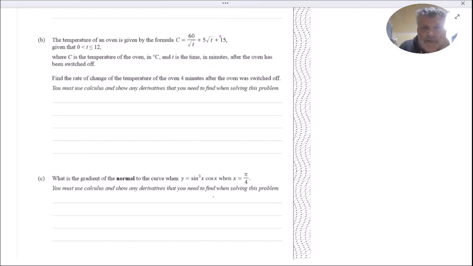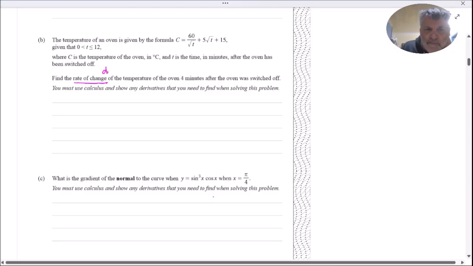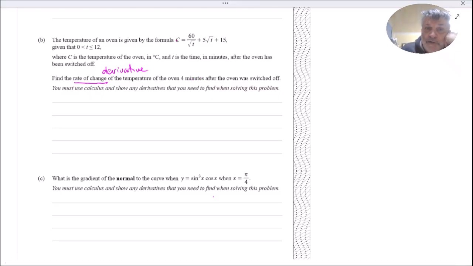The temperature of an oven is given by this formula, where C is the temperature in degrees Celsius and T is the time in minutes. Find the rate of change. So this rate of change basically tells us we have to work with a derivative. So we need to differentiate this function up the top.